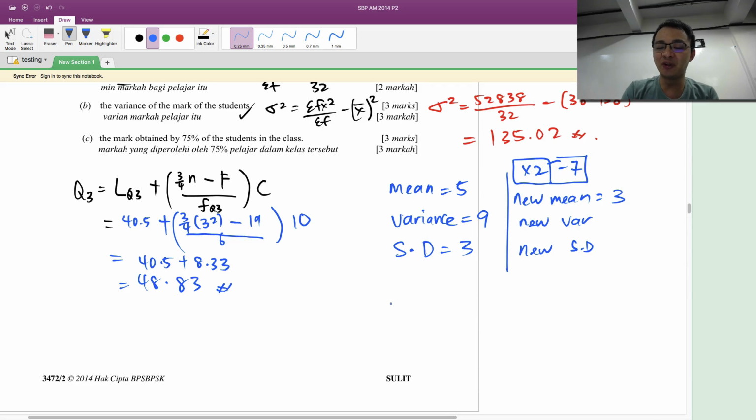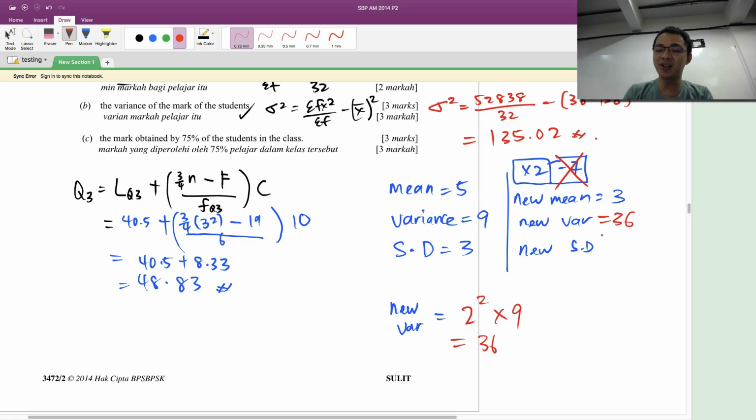How about the new variance? For variance and standard deviation, you should straight away ignore the plus or minus. You just focus on the multiply. In this case, you multiply by 2, right? But for variance, you cannot multiply by 2. You only need to multiply by 2 squared, multiplied with 9. So your variance is 36. So the new variance is 36.